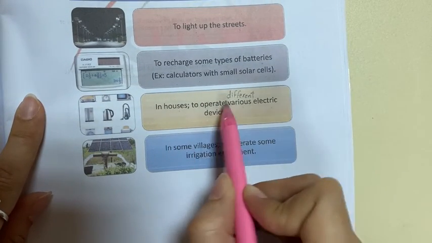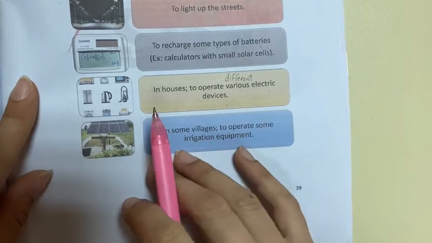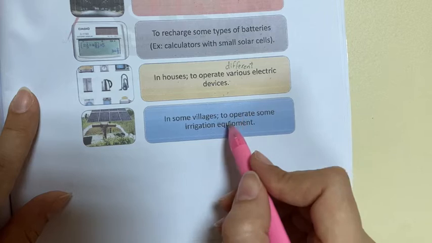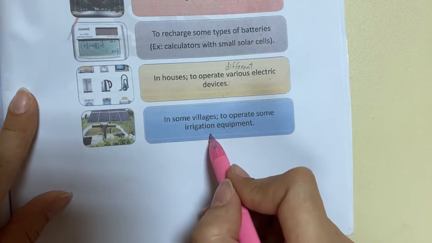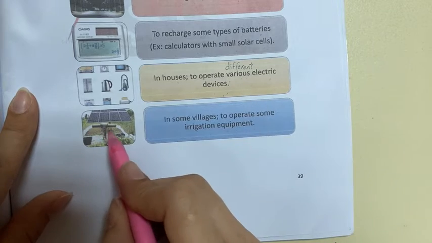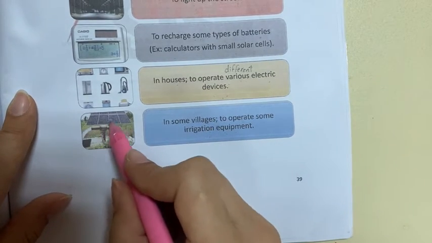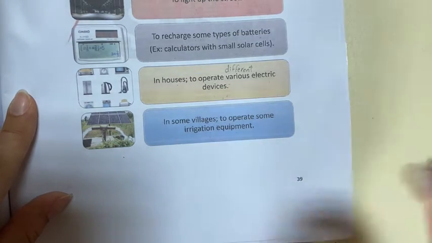Also in houses to operate various or different electric devices, and in some villages, places where farmers live, to operate some irrigation equipment. Irrigation means providing the plants or the crops with water, so they use the solar panels to operate these devices or equipment.